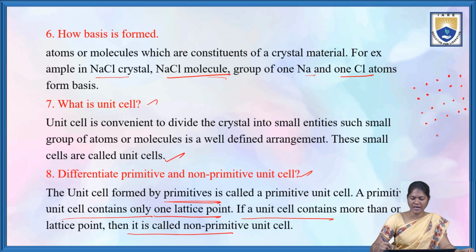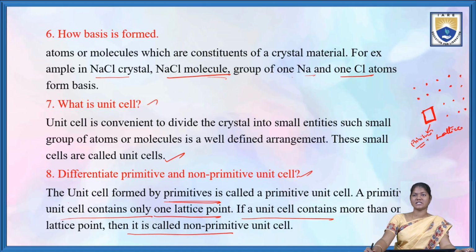Suppose this is a lattice. The unit cell is formed with these lattice points. So this is a primitive unit cell. If the unit cell is formed by only one lattice point, then it is called a primitive unit cell. A primitive unit cell contains only one lattice point.